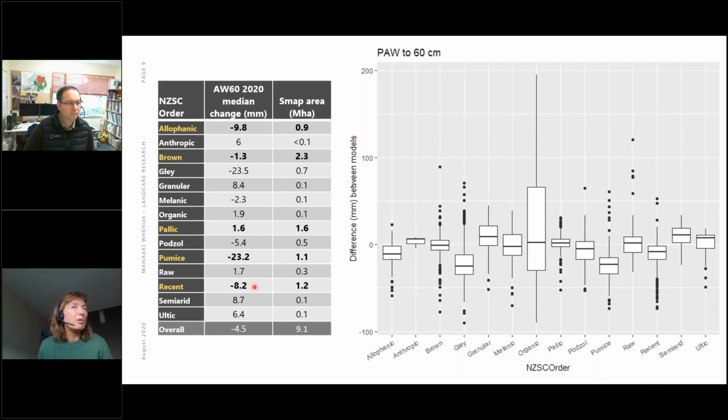But that's just the median. What you really need to have a look at is the distribution of changes. So if you move over to the right-hand plot, the box plot, the boxes indicate 50% of the values and then the outliers beyond that. And so the 0 line is down there through the middle. If it's below, like the glaze, like the pumices, like the recents, they have mostly decreased in value in their PAW from the 2014 to the 2020 modelling. Whereas some semi-arids and granulars have increased. The ones that are close to the 0, like the browns, haven't. They've got a little bit above, a little bit below, not a lot of change.